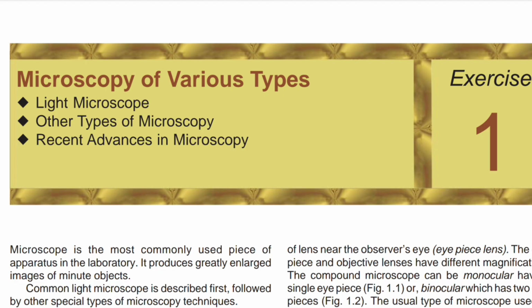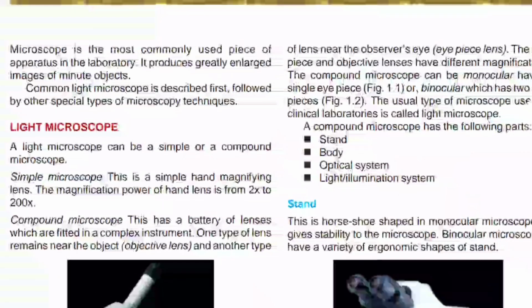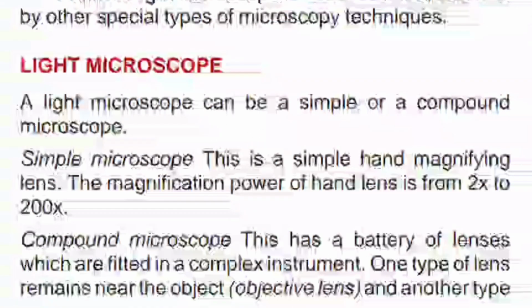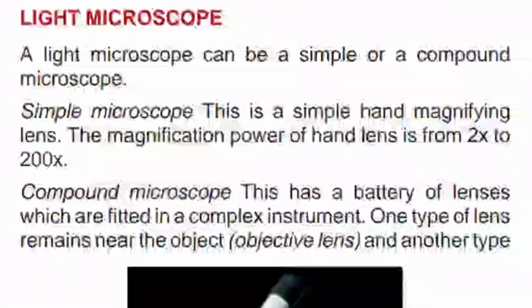Microscopy of various types. Exercise 1. Light microscope are the type of microscopy. Recent advances in microscope. The microscope is the most commonly used piece of apparatus in the laboratory. It produces greatly enlarged image of minute objects. Common light microscope is described first, followed by other special types of microscopy techniques. Light microscope. A light microscope can be a simple or a compound microscope.